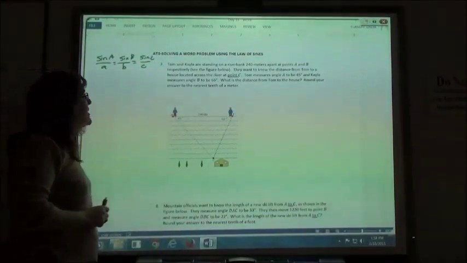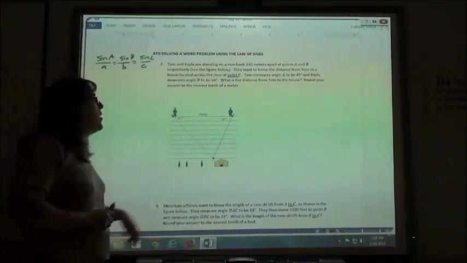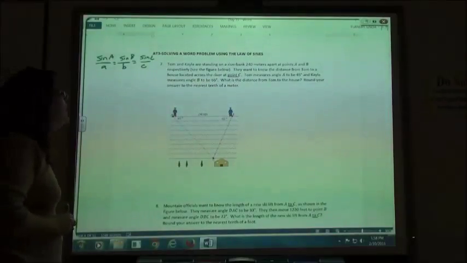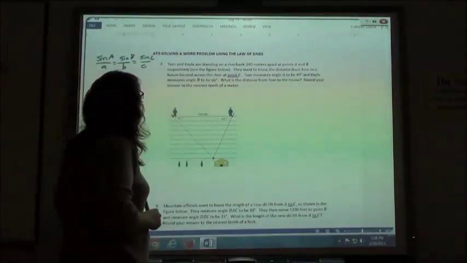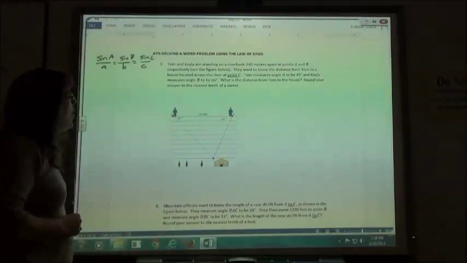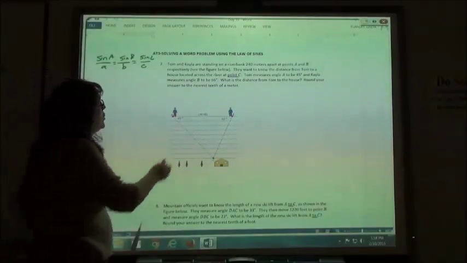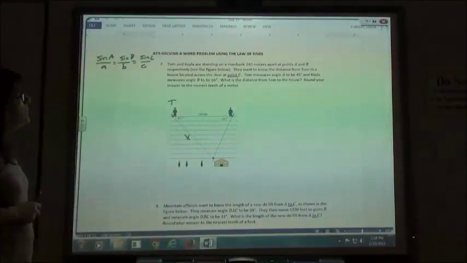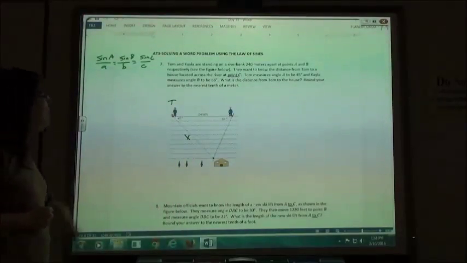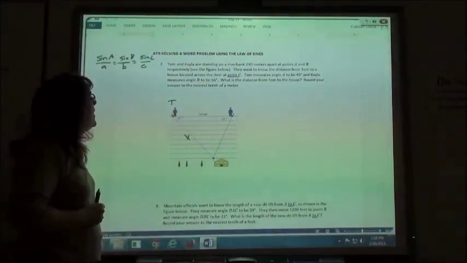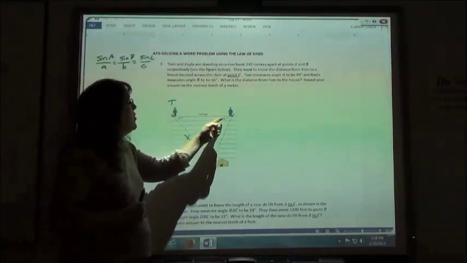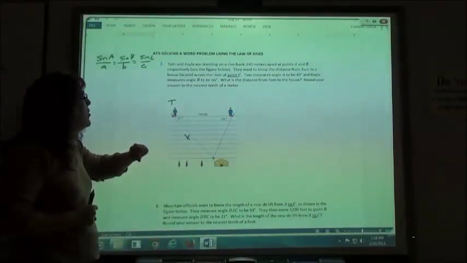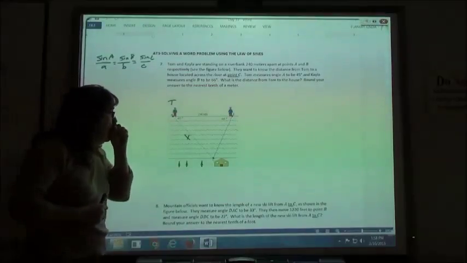So Tom and Kayla are standing on a riverbank 240 meters apart. They labeled that for us at points A and B respectively. See the figure below. They want to know the distance from Tom to a house located across the river at point C. So Tom is over here. We want to find this side right here. Tom measured angle A to be 45 degrees, which they've got written there. Kayla measures angle B to be 66 degrees. We want to find the distance from Tom to the house. Round your answer to the nearest tenth of a meter.